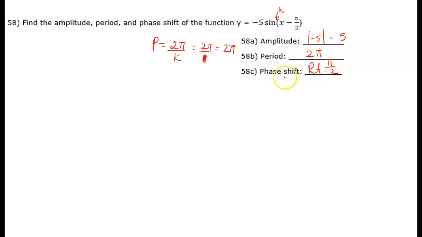As far as the phase shift, it's like your horizontal shift. So this one's going to be to the right pi over 2, or it could even be identified as positive pi over 2.